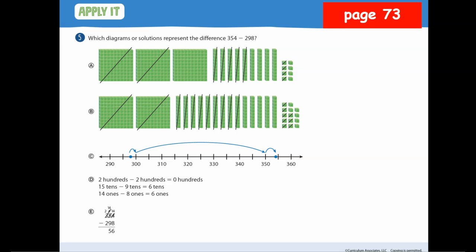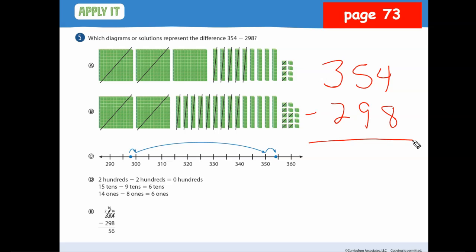Look at this one, number 5 on page 73. It says, which diagram or solutions represent the difference between 354 minus 298? First, I want to work out the problem, right? 354 minus 298.